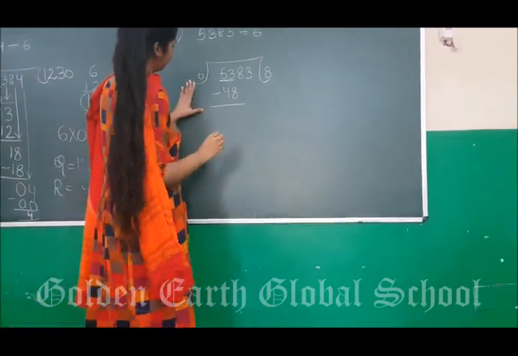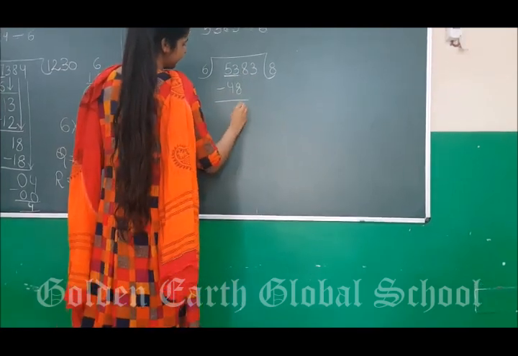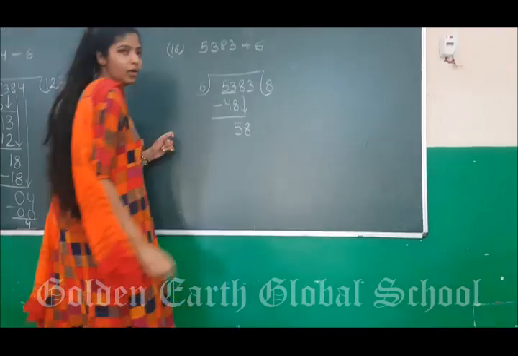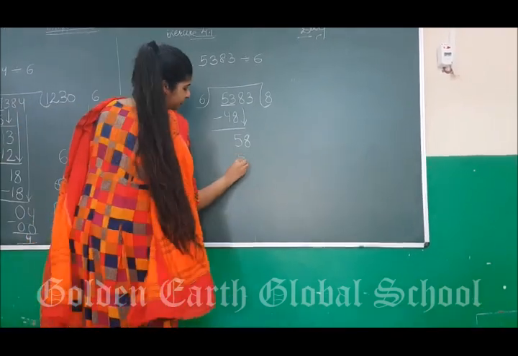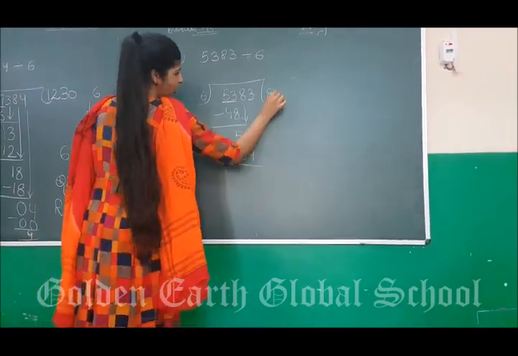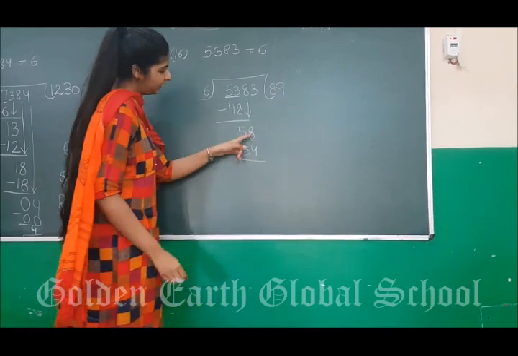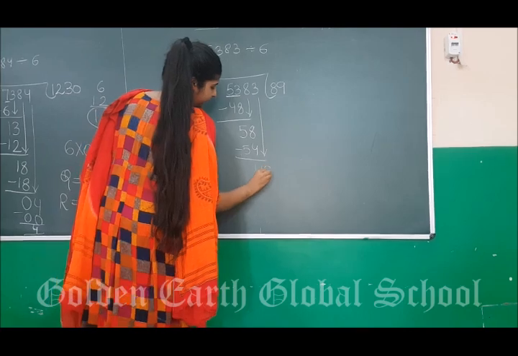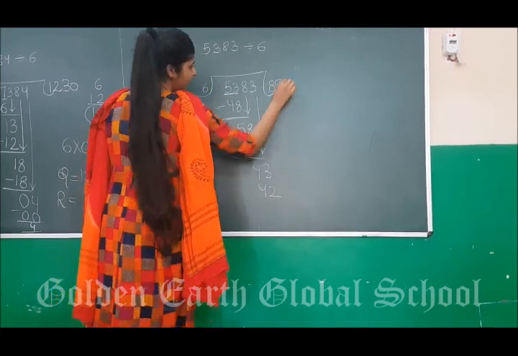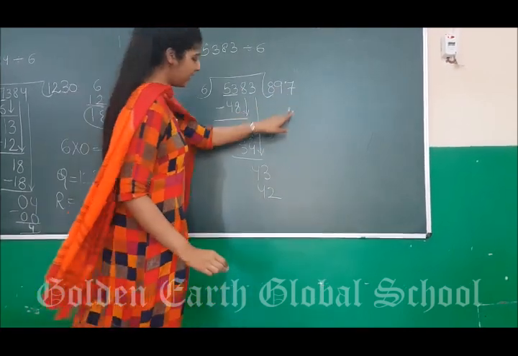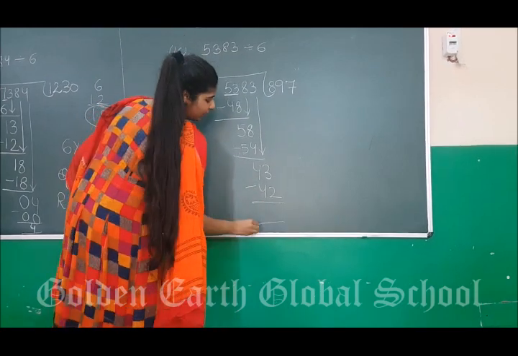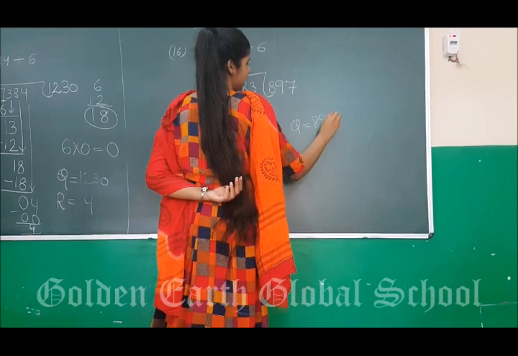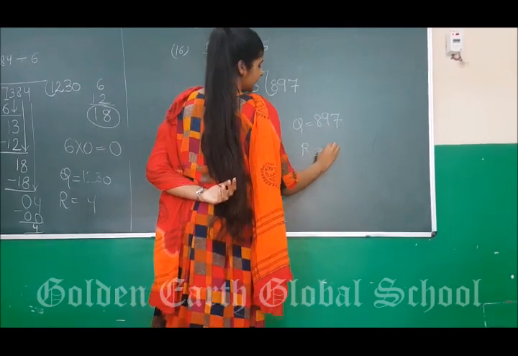Now 13 minus 8 is 5. Take down 8. Now 6 9s are 54. On which 9, right? Now 8 minus 4 is 4. Take down 3. 42 on 7. 6 7s are 42. What are we left with? 1. So the quotient here is 897 and the remainder is 1.